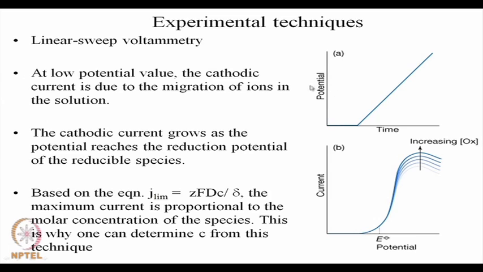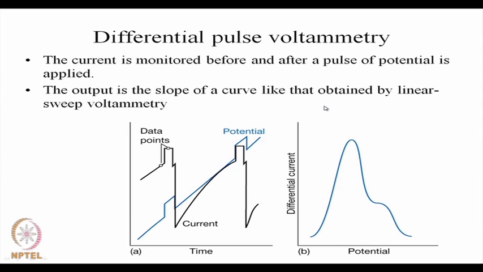Okay. Now, next there is another technique called differential pulse voltammetry. I will come back to linear sweep voltammetry, but before that let us have an idea of differential pulse voltammetry. What is done here is that the current is monitored before and after a pulse of potential is applied. Okay. A pulse of potential is applied and you monitor the current. And the output is the slope of a curve like that obtained by linear sweep voltammetry.